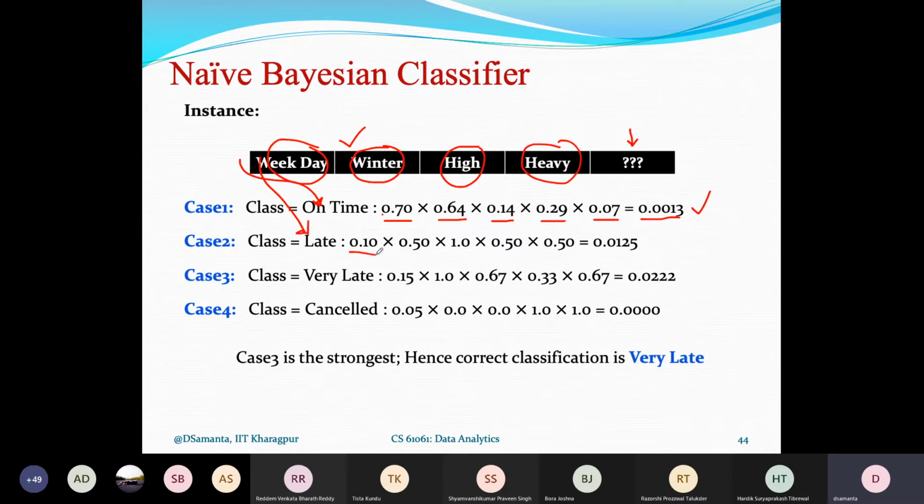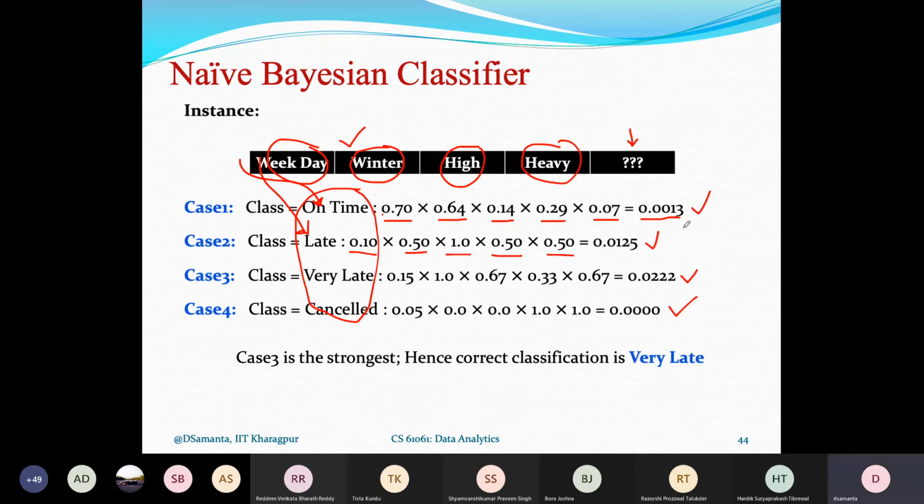This is the prior probability that the record belongs to the class late, and this is the posterior probability given class late that the day is weekday, the season is winter, fog is high, and rain is heavy. This calculates the class probability. Similarly, we can do it for very late, and then cancel also we can find. So for all 4 classes, we can calculate the class probability that a particular record belongs to that class.